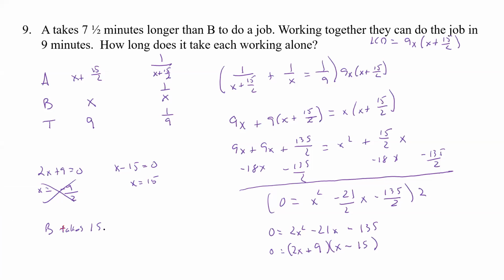B takes 15 minutes, and A takes 15 plus 7.5, so that's going to be 22 and 1/2 minutes. Okay, so 7 plus 15, and then have that extra half. And so that's how long each of those are going to take to do the job. Doesn't matter what the job is, but that's our times.